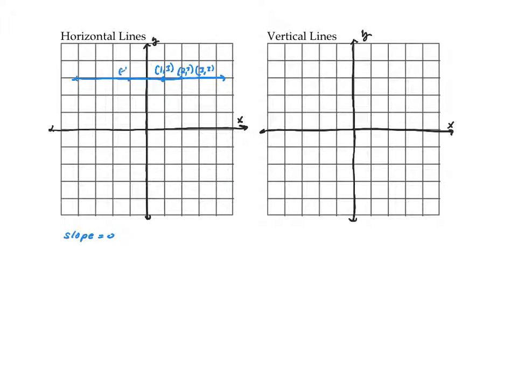This point is at negative 1, 3. This point is at negative 3, 3. So it doesn't matter what x is equal to. For this particular line, y is always equal to 3. So when you write the equation of a horizontal line, it's always going to be y equals a number.